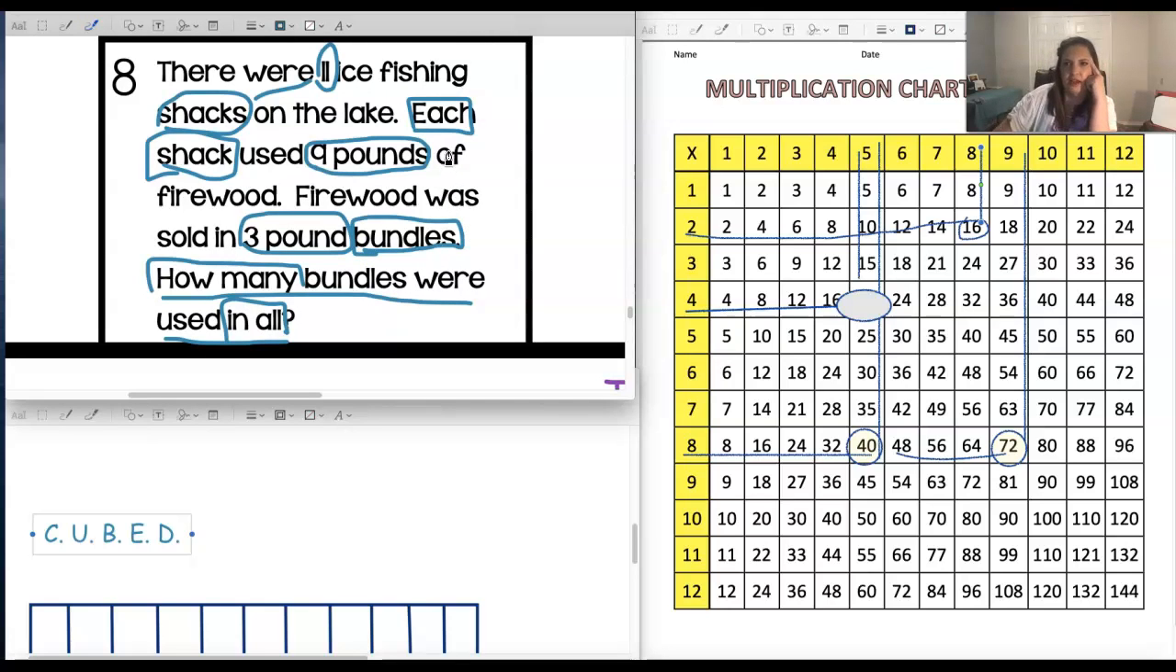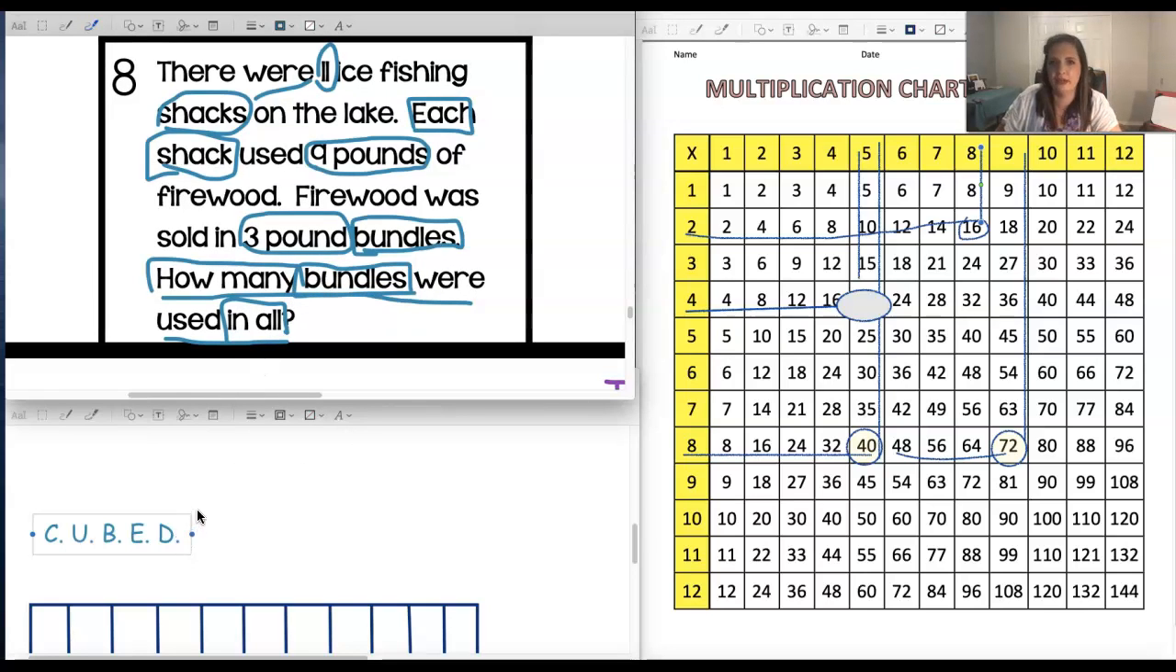Evaluate. What am I going to have to do to solve this problem? Well, if there's 11 shacks and each shack needs 9 pounds, I need to find out how many total pounds I have before I can decide how many I need to buy. Once I know how many I need to buy, then I can go ahead and take that number and divide it into 3-pound bundles to see how many bundles I need to buy. So I see another keyword here. We need to box this keyword bundles.